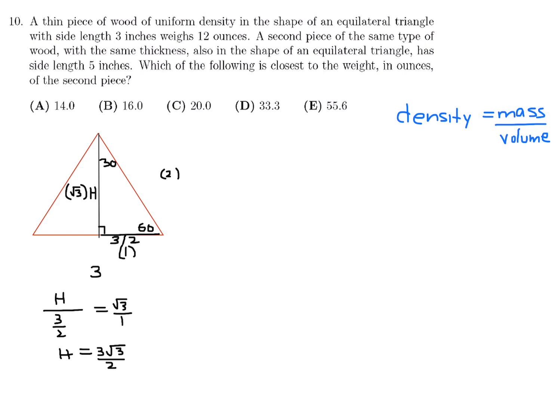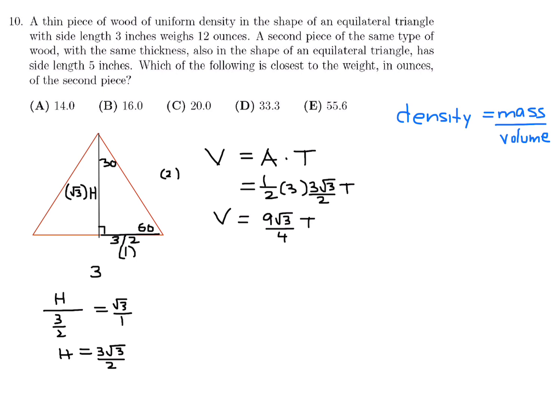And that means the volume will be the area times the thickness. And the thickness they don't give us because eventually it cancels out. So I'll just use a t to represent thickness. The area, of course, is 1/2 base times height. The base is 3. The height is 3 root 3 over 2. So this becomes 9 root 3 over 4 times t. And that's the volume of this first equilateral triangle.